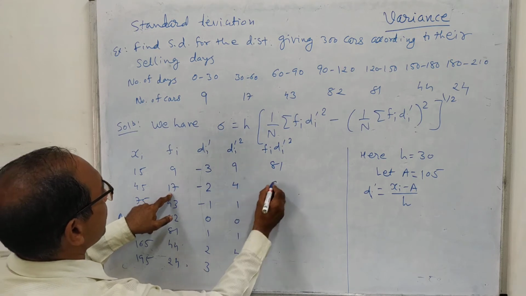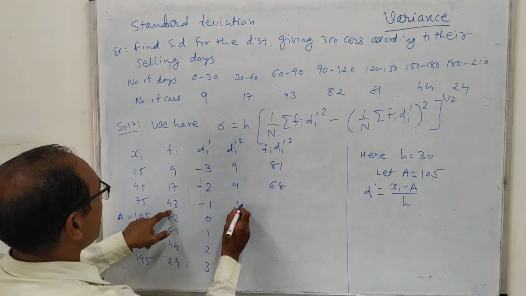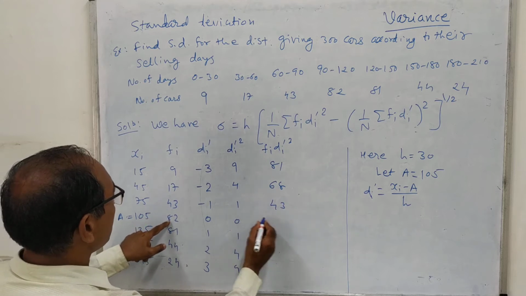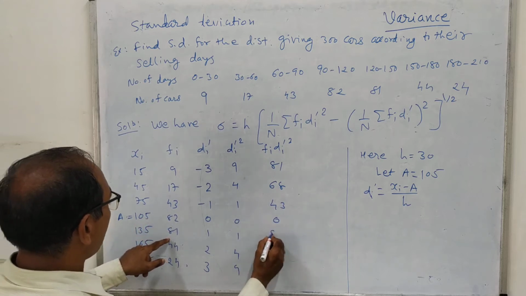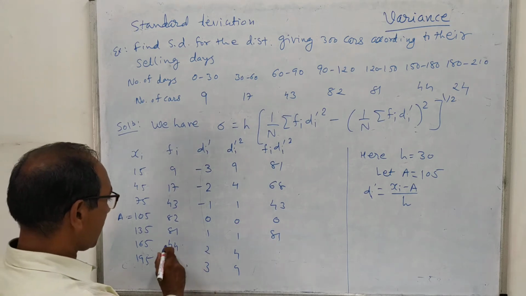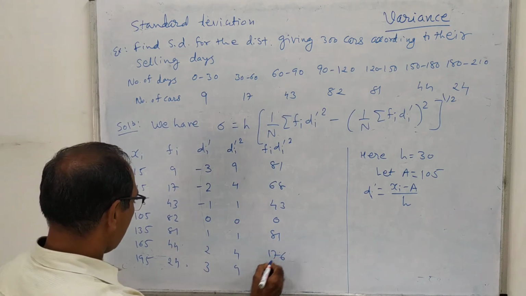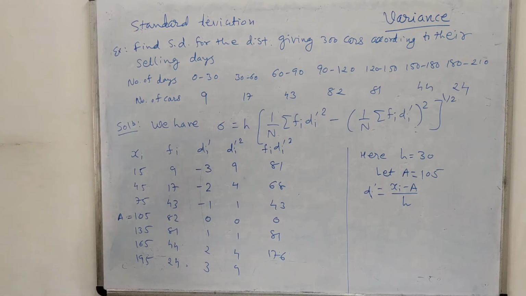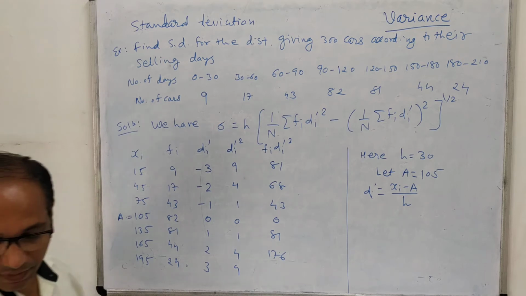Here it is required, fi di dash square, that means 9 9s are 81. 17 4s are, that is 68. 43 1s are 43. 82 0s are 0. 81 into 1. 44 into 4. So what will we get? 176. 24 into 9, that means we will get 216.